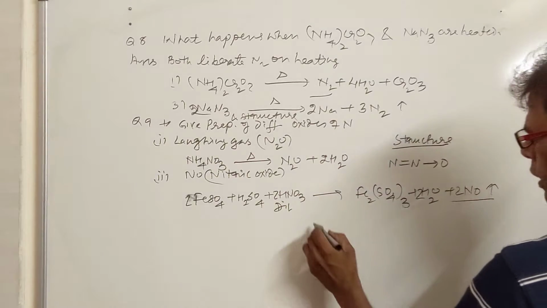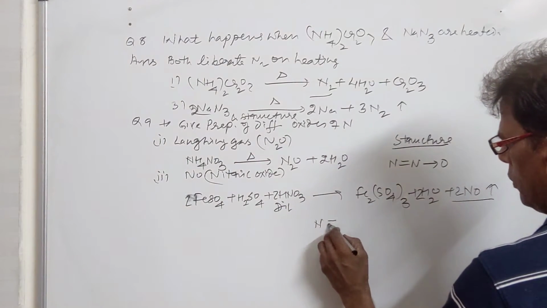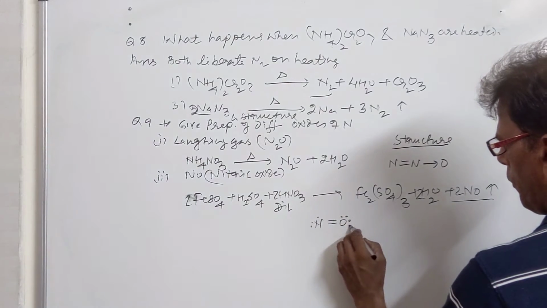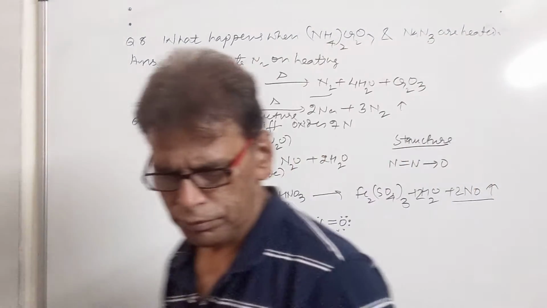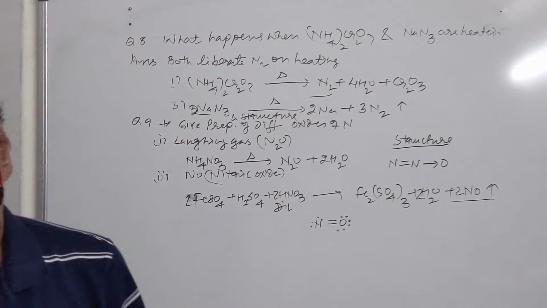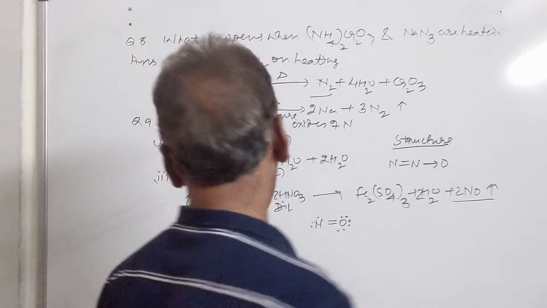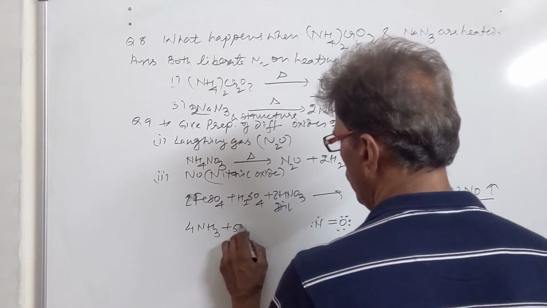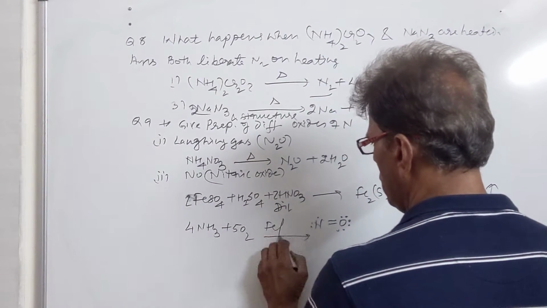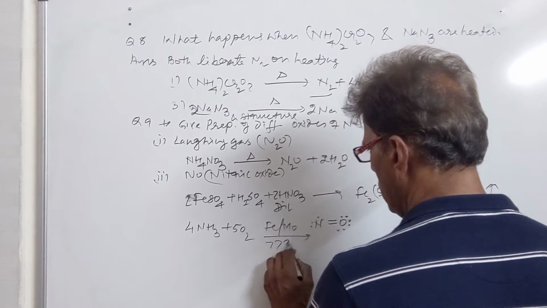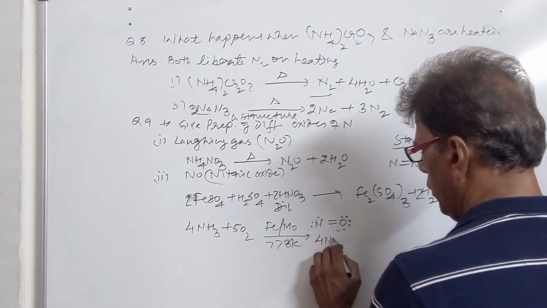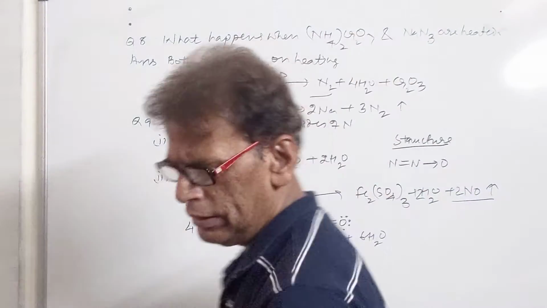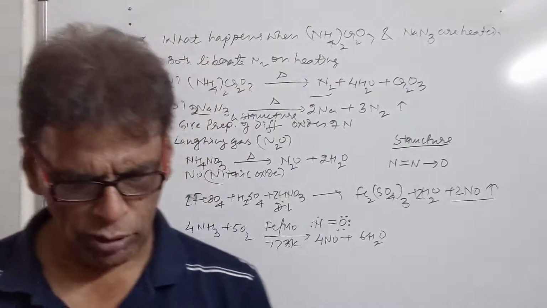This is nitric oxide. Structure of nitric oxide is like this. It can also be obtained by heating ammonia, 4NH3 plus 5O2, in the presence of catalyst iron molybdenum at 773 Kelvin. You get 4NO plus 6H2O. So this is the second oxide, that is nitric oxide.